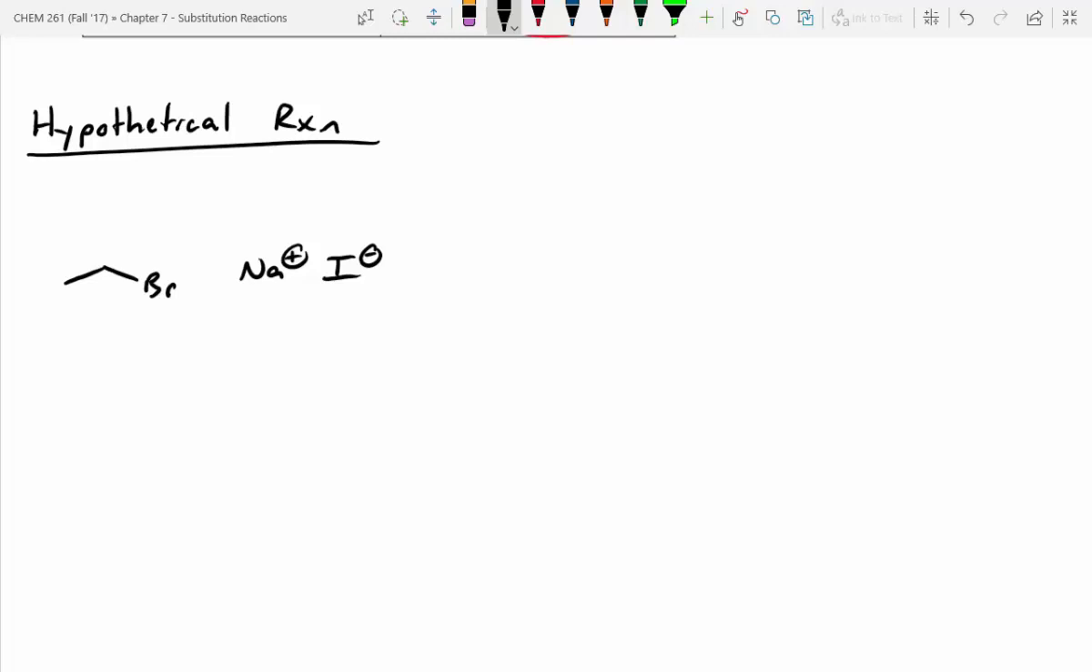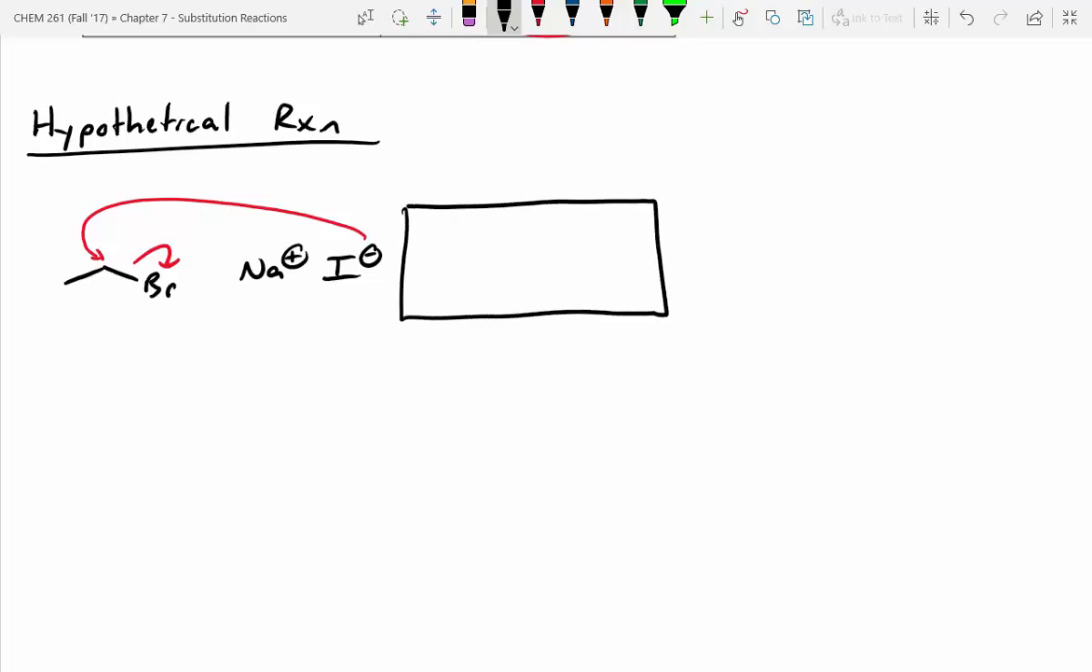I'd say SN2, right? First thing I always look at is the electrophile. If it's a methyl or primary, it's always going to be SN2. So first step, our iodide's going to hit this back carbon of our electrophile, then kick off our leaving group. I'm not going to show a reaction arrow yet. I'm going to just put a box here. And if this is the case, I'd have iodine here, and then I'd have sodium still spectating, and bromide got kicked off as our leaving group.